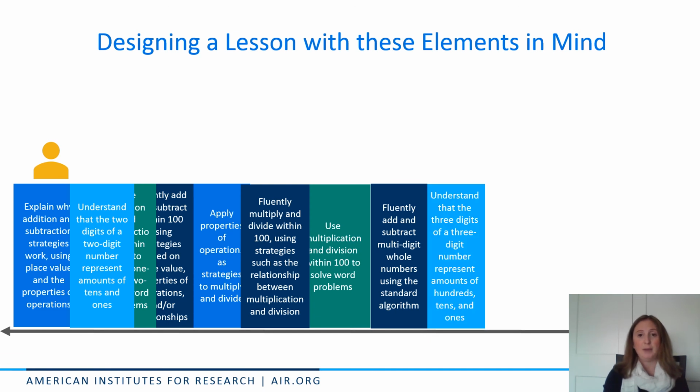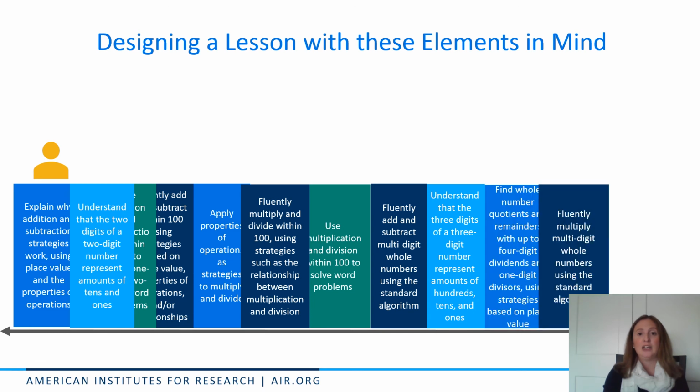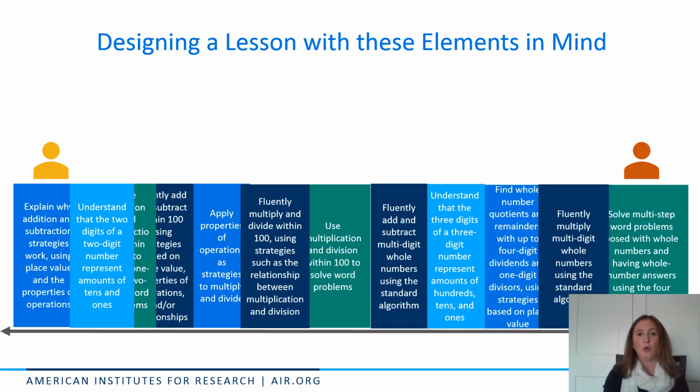And ultimately, we would hope that the foundation we provided in place value and number sense would lead to our students' ability to solve word problems posed with whole numbers. But what if we're still working towards developing these skills and our students are at the stage where they need to fluently add and subtract multi-digit whole numbers using the standard algorithm? And a group of students is still working towards mastery of using multiplication and division within 100 to solve word problems. And one student is still working on applying properties of operations as strategies. How do we get them to where they need to be? This is the ultimate question.